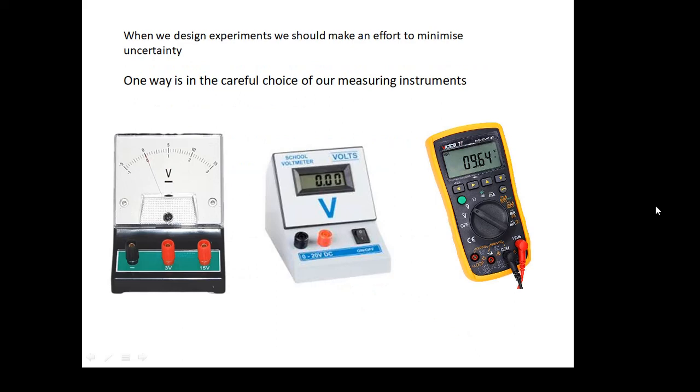When we design experiments, we should make an effort to minimize uncertainty. You'll never get rid of uncertainty, but you can make an effort to minimize it. One way is careful choice of measuring instruments. In the last example, which voltmeter do you think would be the best one to use? Which one has the best resolution? Which one would be most suitable for measuring a voltage of about 2 volts?